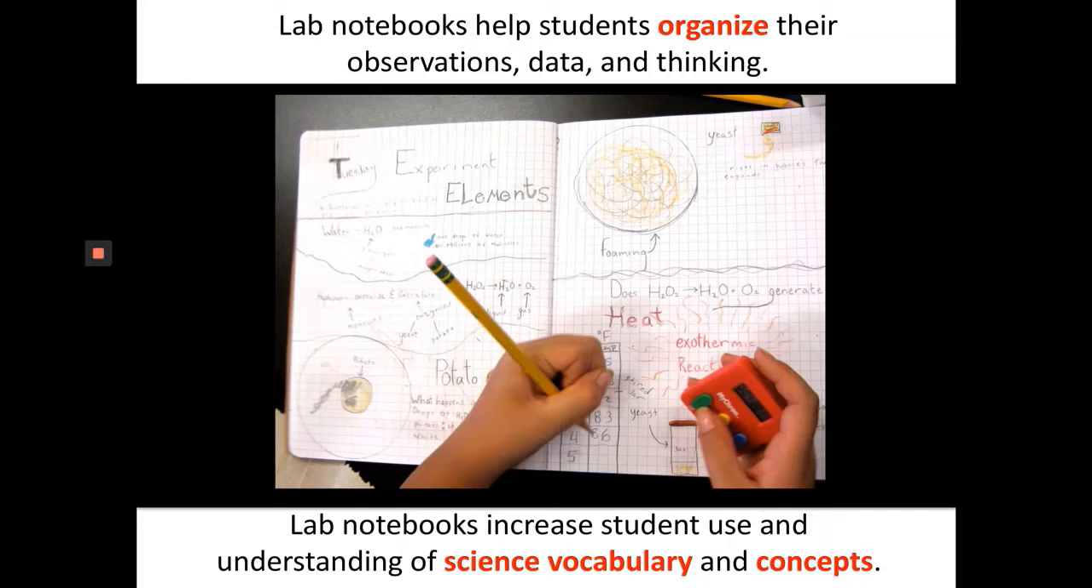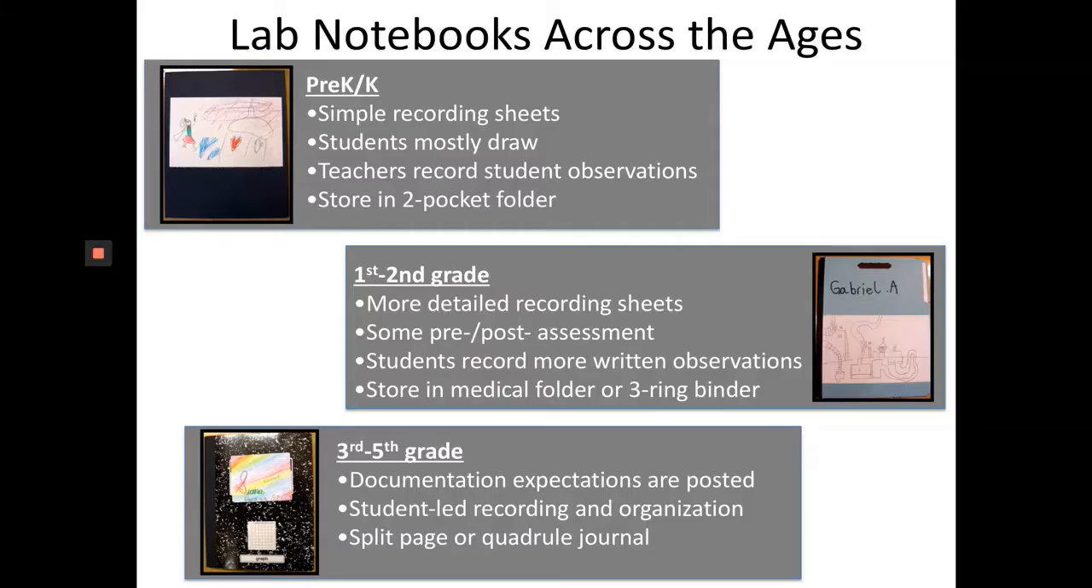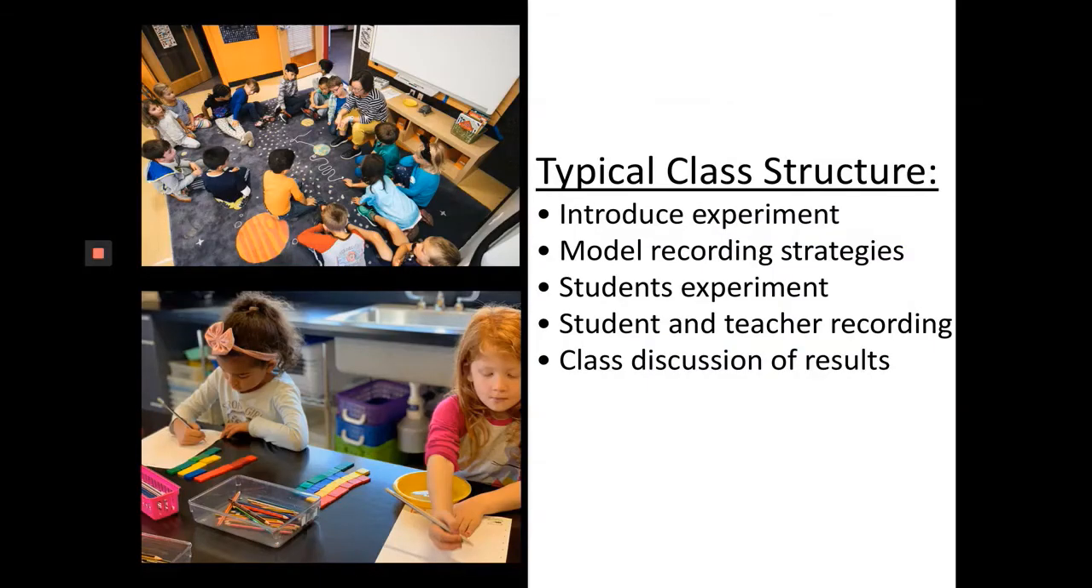Lab notebook formats are specific for each grade level, with increasing independence for students. We support early readers and writers with teacher-designed recording sheets. Younger students mostly record data through drawings and charts, and teachers take dictation. Writing increases with age. Through modeling and scaffolding, we support 3rd to 5th graders to document their work using blank journals. Lab notebooks are integrated into each science class.